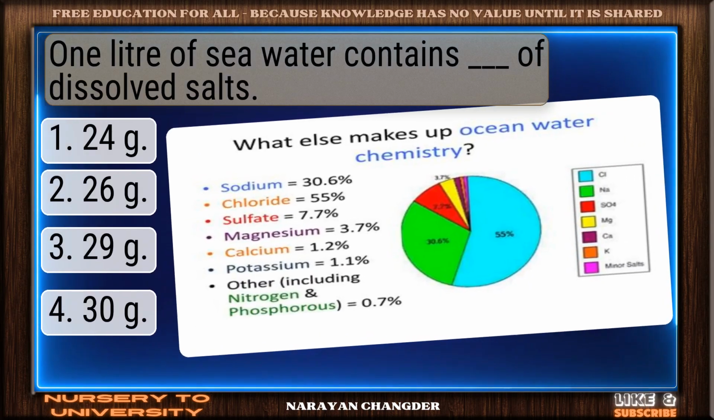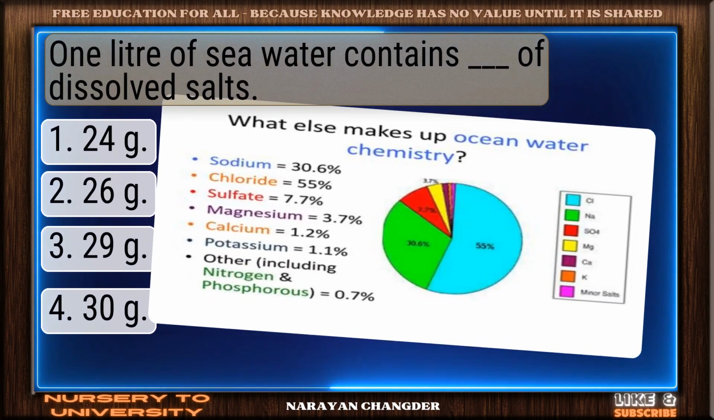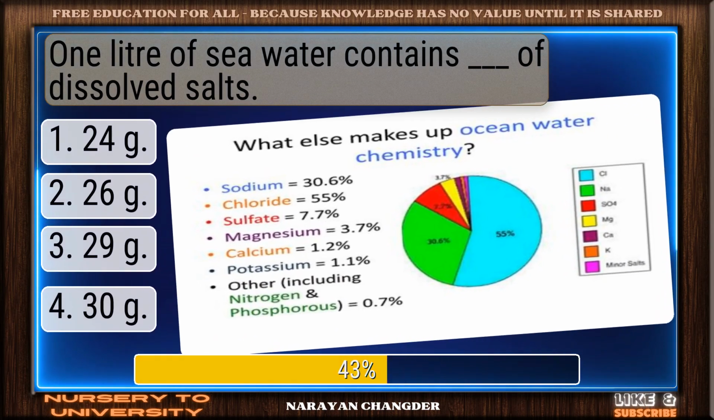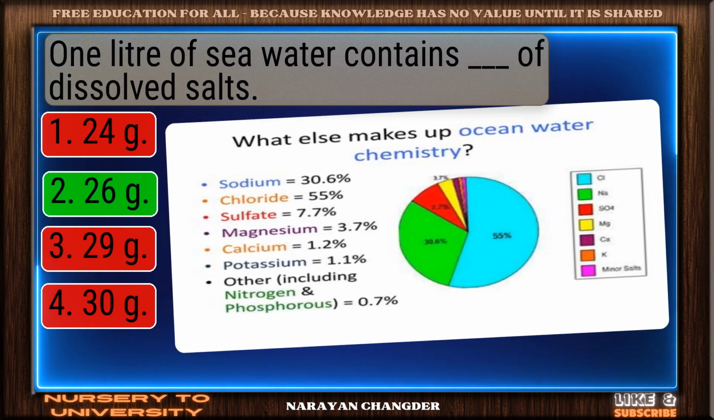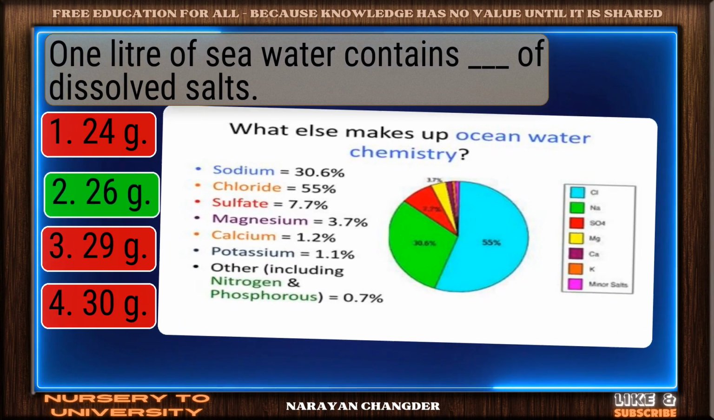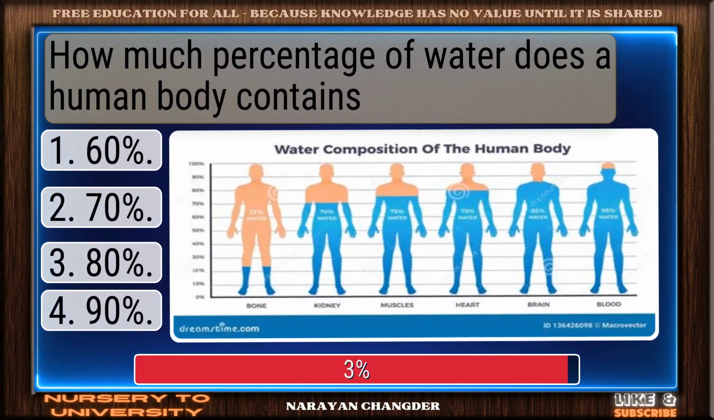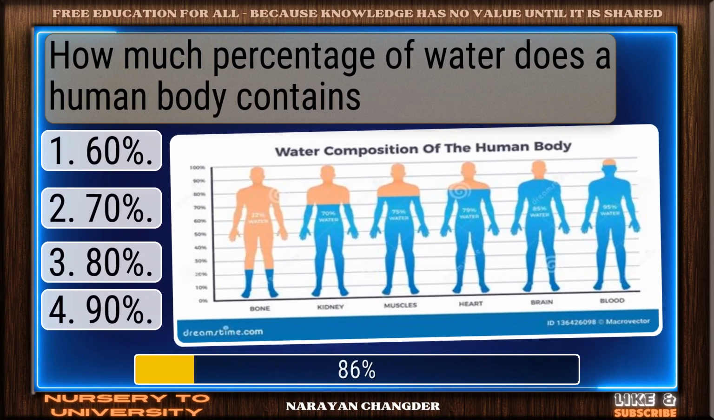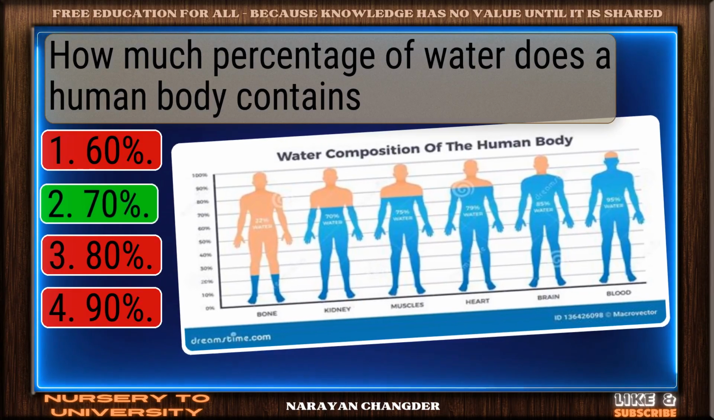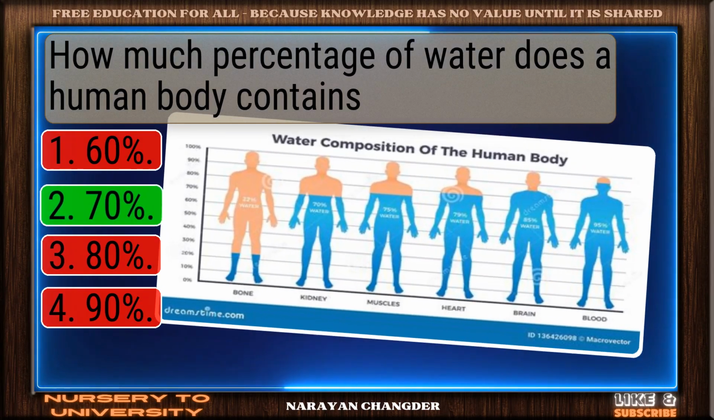1 liter of seawater contains a dash of dissolved salts. Right again, 26G is a valid answer. How much percentage of water does a human body contain? Exactly. 70% makes sense and it is the right choice.